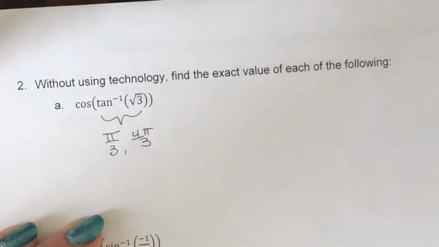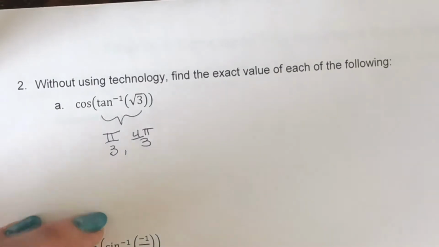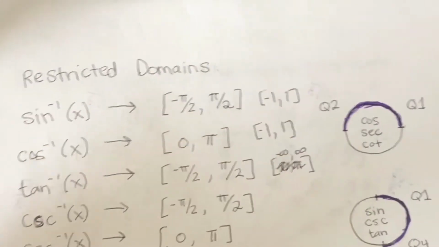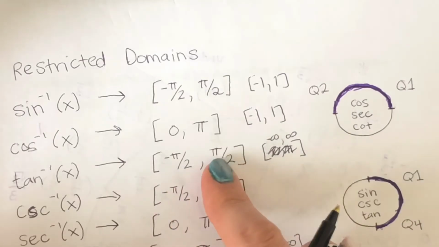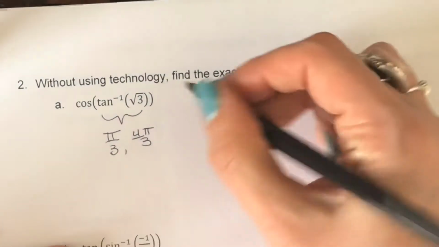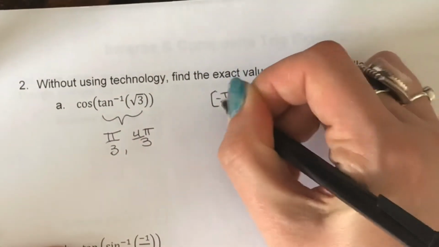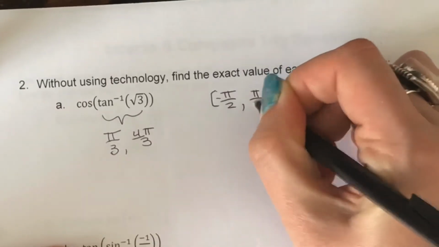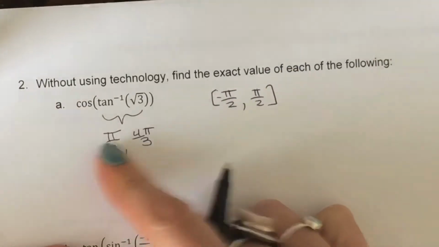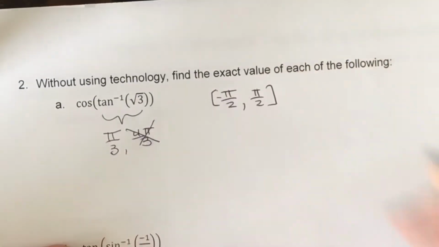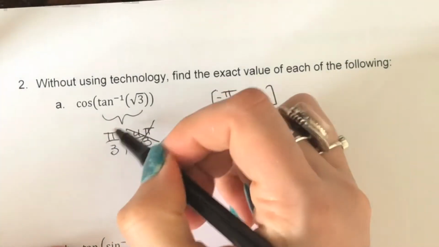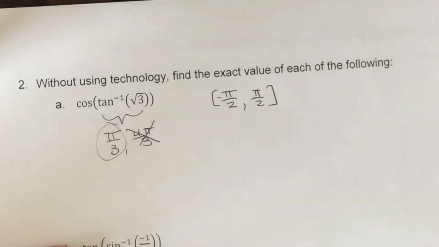But if we look at our restricted domain, remember tangent only goes from negative pi halves to pi halves. So if I'm looking just in this domain, pi thirds fits inside of here, but 4 pi thirds does not. So we throw that answer out and we only take the pi thirds. So that's again where that restricted domain comes into play, and you have to be really careful with it.